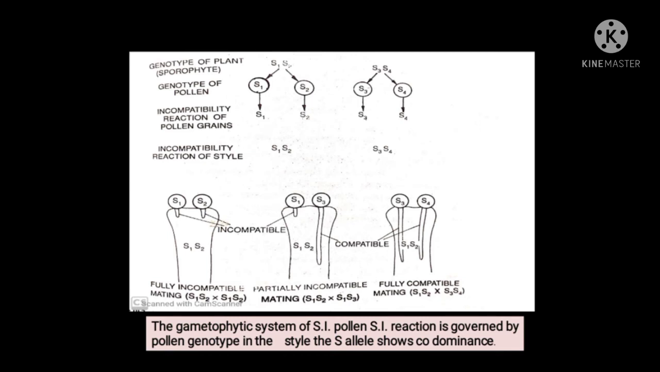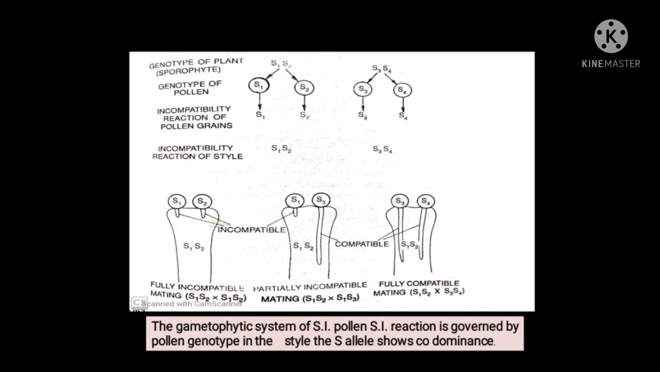While you observe the first picture, there are S1 and S2 pollens, and in the stylar region there is also the presence of S1 and S2 alleles. In such cases, fertilization does not take place, or there is retardation of pollens. It means it shows full incompatibility.